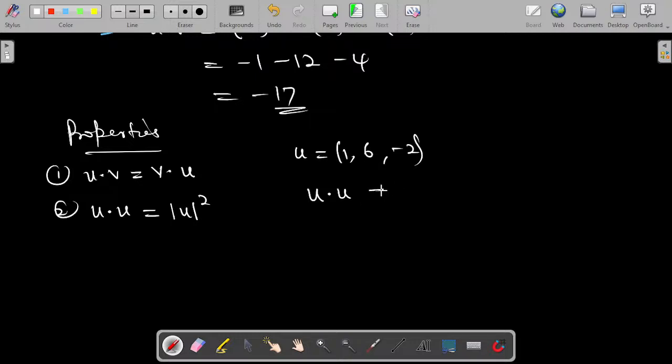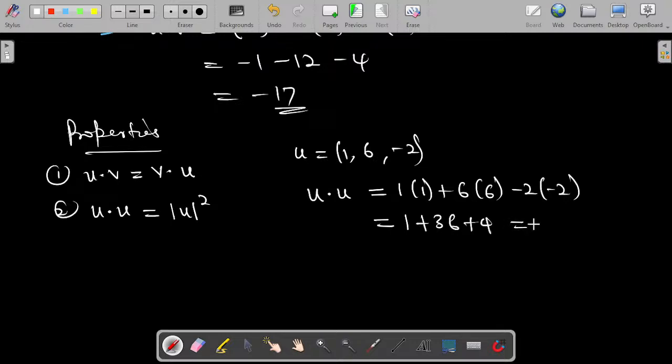Let's try that. Let's do the dot product of u on itself. That's going to be 1 times 1 plus 6 times 6 plus minus 2 times minus 2. So the first component will multiply itself, second component will multiply itself, third component will multiply itself. That's going to give us 1 plus 36 plus 4. And this will give you 41.